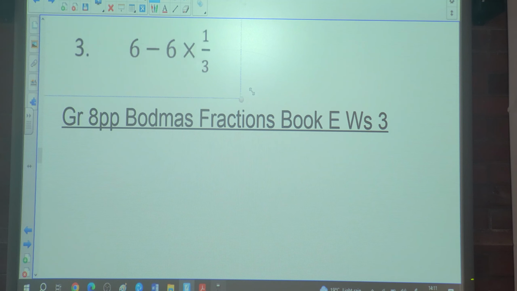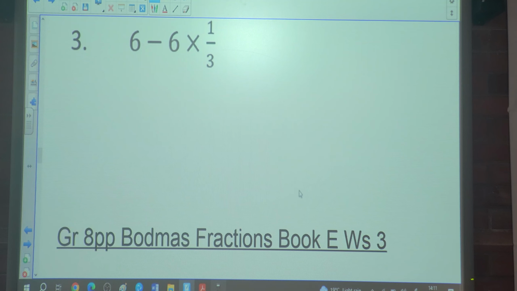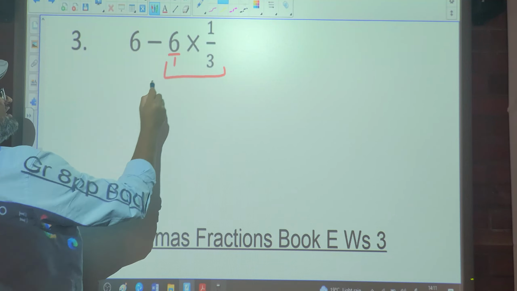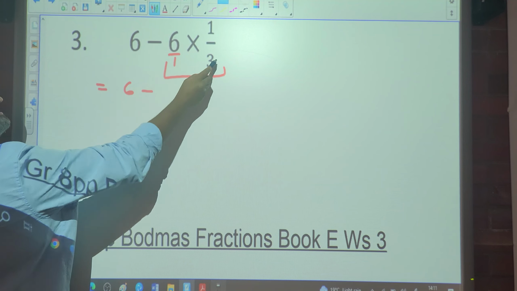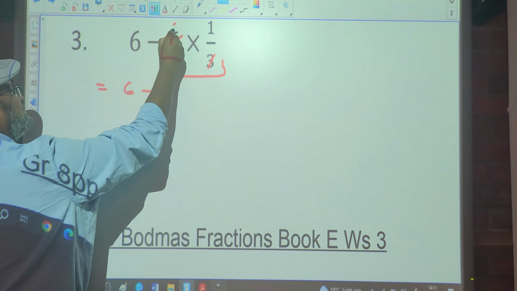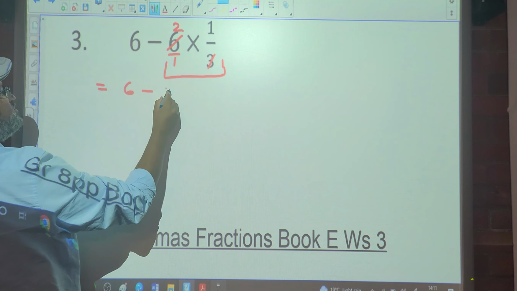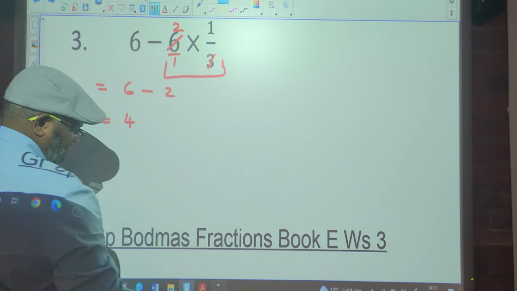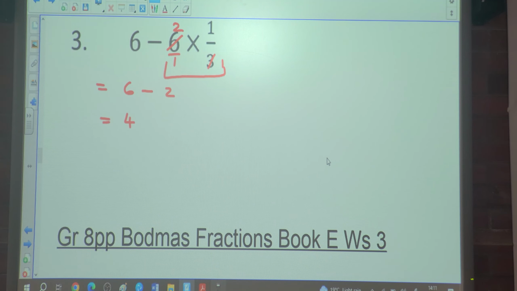Number 6. We've got 6 minus 6 multiplied by 1 over 3. What needs to be done first? Multiplication. Not so? That needs to be done first according to Bodmas. So that's naturally over 1. We've got 6 minus. Is there anything you can cancel here? Yes, sir. 3 goes into 3 once, 3 goes into 6 twice. 2 multiplied by 1 is 2 over 1, which is 2. 6 minus 2 is? Is there any confusion there?